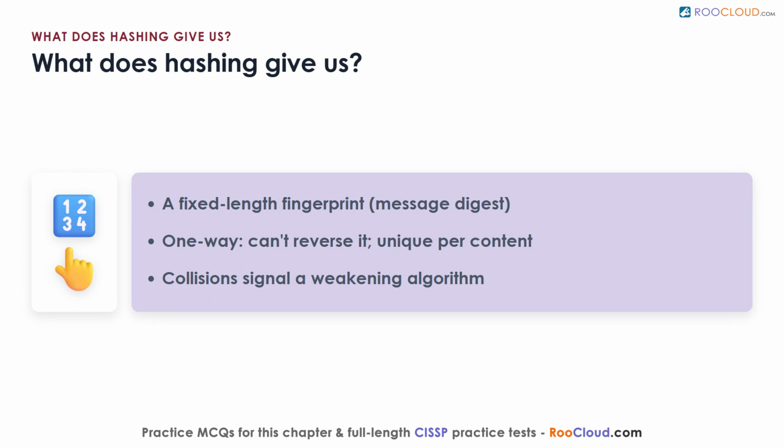You cannot run it backward to recover the original, and it is extraordinarily unlikely that two different inputs produce the same digest. When two do collide, that collision signals the algorithm is weakening and should be retired. Hashing is what powers integrity checks and, paired with signatures, non-repudiation. Think of a tamper-evident seal that changes completely if even one character is altered.